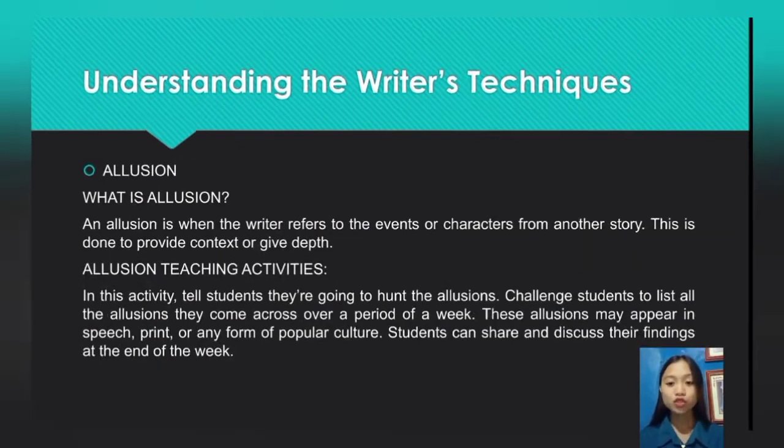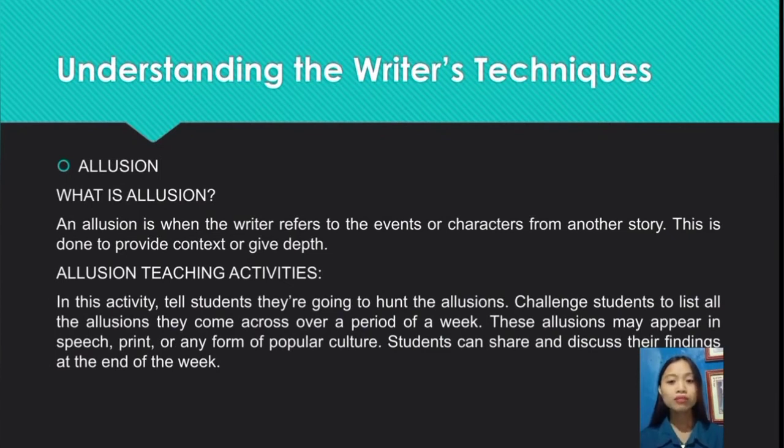Next, let's proceed to allusion. So what do we mean by allusion? An allusion is when the writer refers to the events or characters from another story. This is done to provide context or give depth. Because the success of this device depends on the reader's familiarity with the text referred to, allusions are usually made to the most widely known texts, which in the case of English include the Bible and the poems and plays of William Shakespeare. Okay? So, we can also apply allusion in teaching.